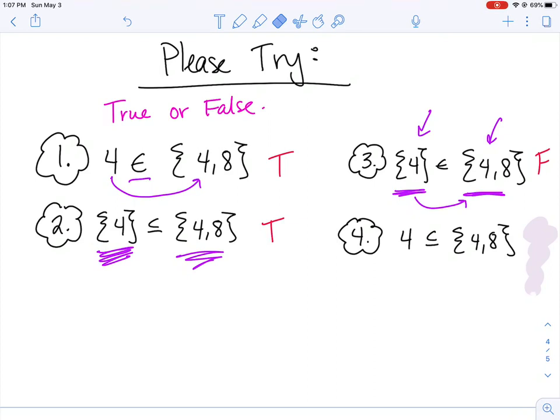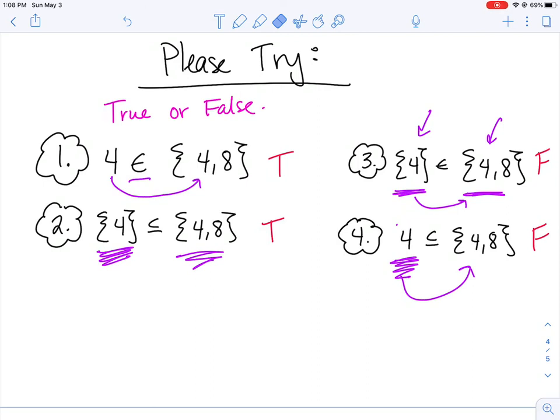Kind of a tricky problem. That statement is false because this can't be a subset of the other set because he's not even a set to begin with. What is he missing? Isn't he missing those special brackets to make him a set? So we can't say that this little floating 4 is a subset because he's not even a set to begin with. So that would be an example of a false statement.